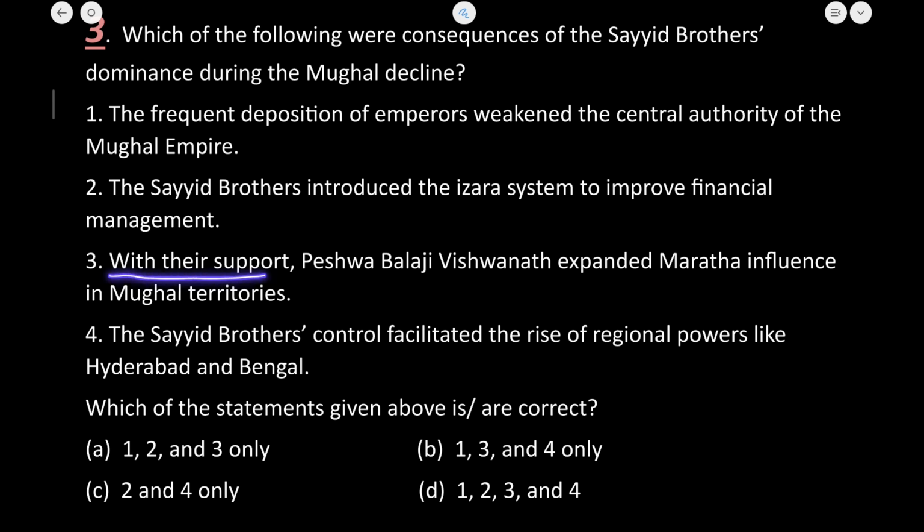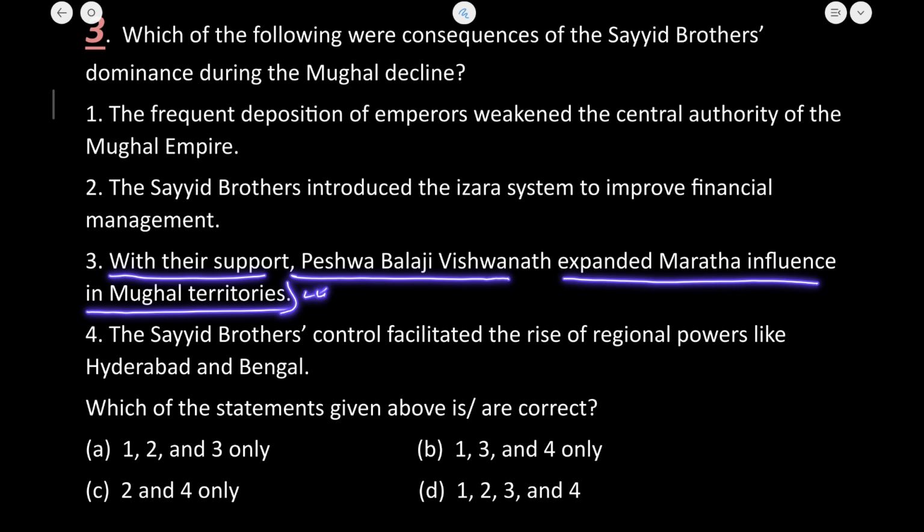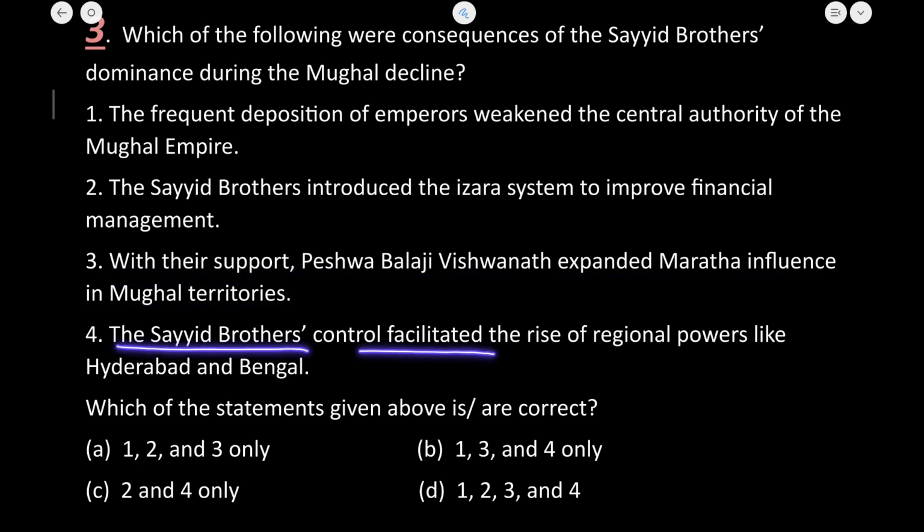With their support, Peshwa Balaji Vishwanath expanded Maratha influence in the Mughal territories. Obviously this is a correct statement. Next is: the Sayyid brothers' control facilitated the rise of regional powers like Hyderabad and Bengal. Yes, this statement is absolutely true.